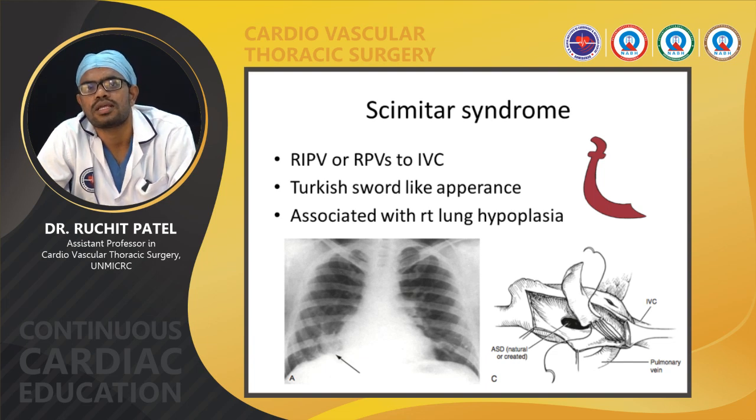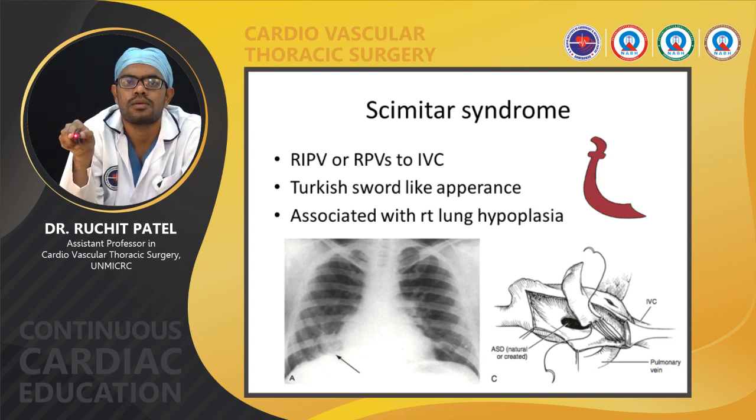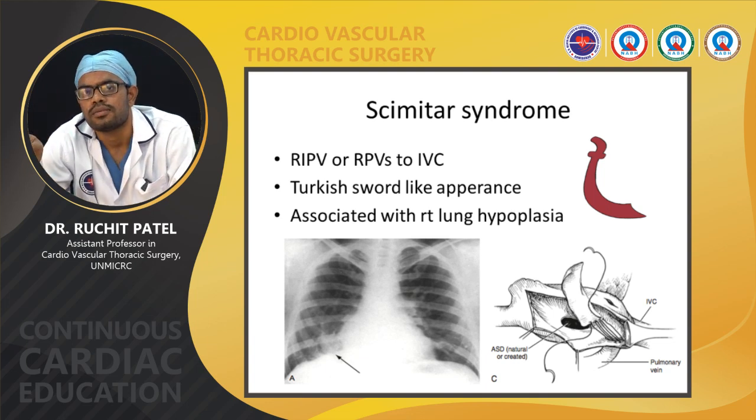Scimitar syndrome. Here there is abnormal drainage of the right inferior pulmonary vein or pulmonary veins to the IVC or maybe below the diaphragm into the hepatic veins. The word scimitar is derived from the Turkish sword-like appearance of this anomaly on X-ray or in the angiography. Management is similar to sinus venosus ASD, directing the drainage of the inferior pulmonary vein into the LA through a pericardial or maybe PTFE patch.